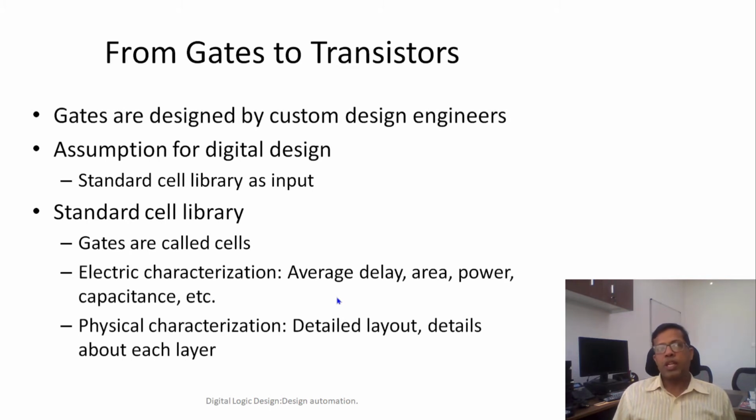Okay, so what would be there in that library? See, in that library you could say there could be only one gate, the universal NAND gate. But no, because we would like to optimize our design for area. Sometimes we would like to optimize our design for performance or power. Because of that, various variants of each and every gate would be there.